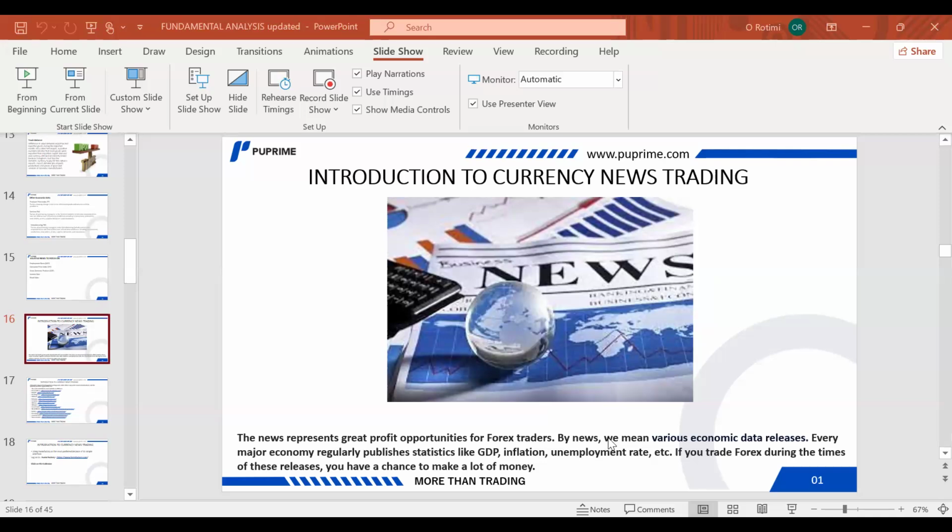Every major economy regularly publishes statistics like the GDP, inflation, unemployment rate, and so on. And if you trade forex during the times of these releases, you have a chance to make a lot of money. And that's the truth. And that's why we trade NFP and CPI live. The reason is because there's a lot of volatility expected during this period.